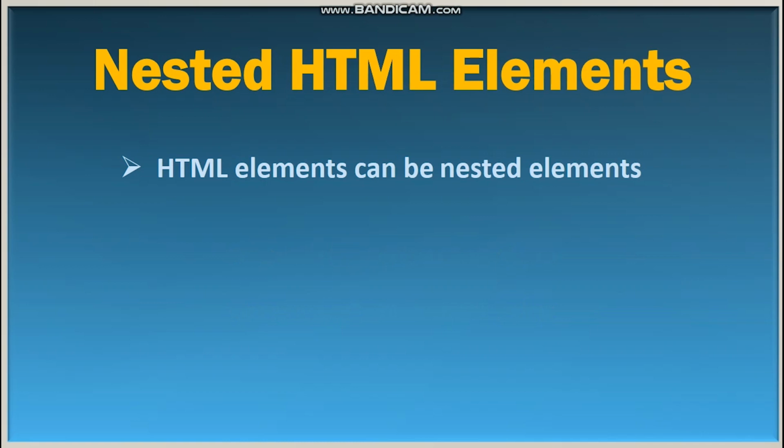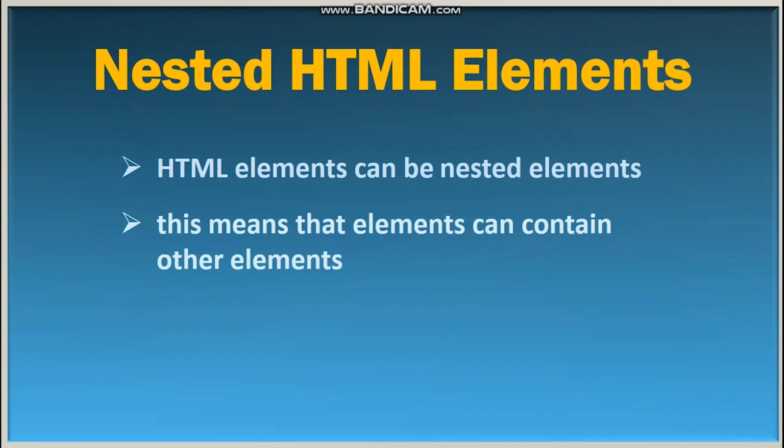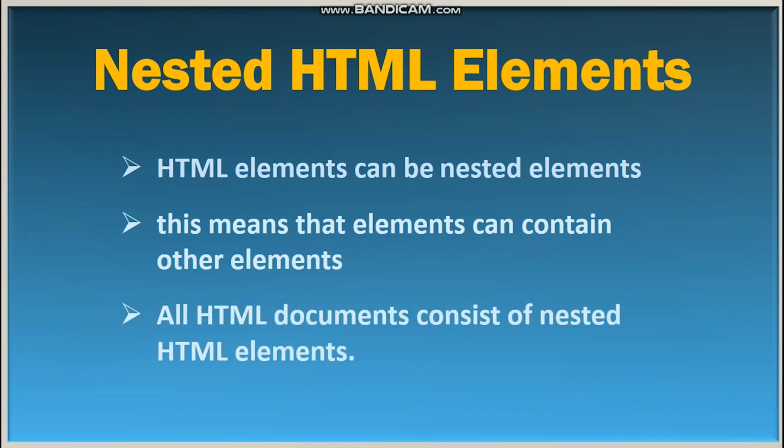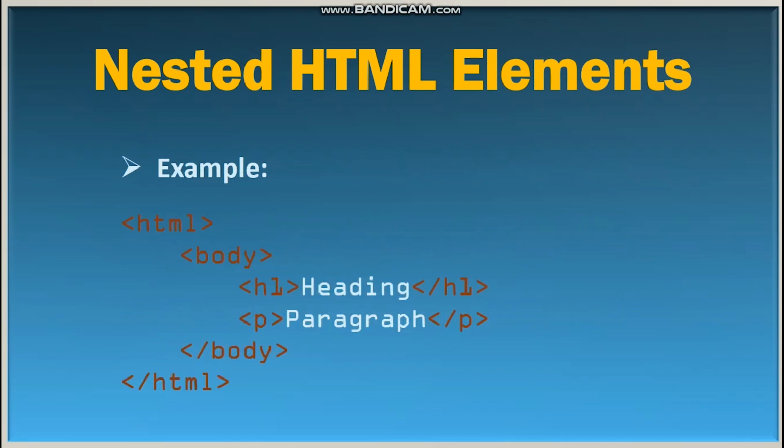Next, we learn about nested HTML elements. HTML elements can be nested elements. This means that elements can contain other elements. All HTML documents consist of nested HTML elements. Here is an example. Body tag is nested in HTML tags, and similarly heading and paragraph tags are nested in body tag. So this is the basic example of nested HTML element. One HTML tag is nested in another HTML tag. So this is the way how to write nested HTML element.